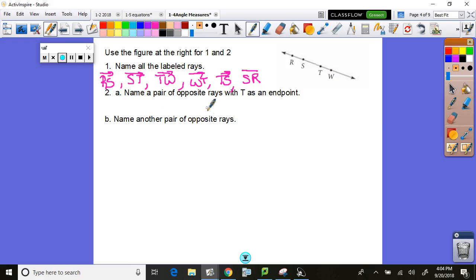Now it says name a pair of opposite rays. Well, opposite rays make a line. So opposite rays would be SR and ST. Remember, when we name a ray, the endpoint matters. Name another pair, so then I can go TS and TW.